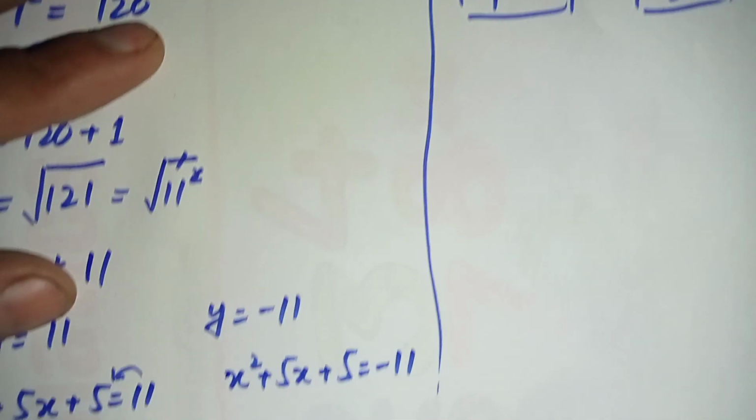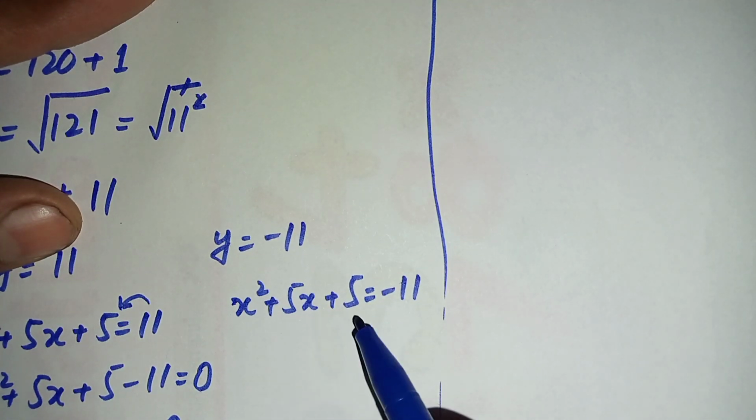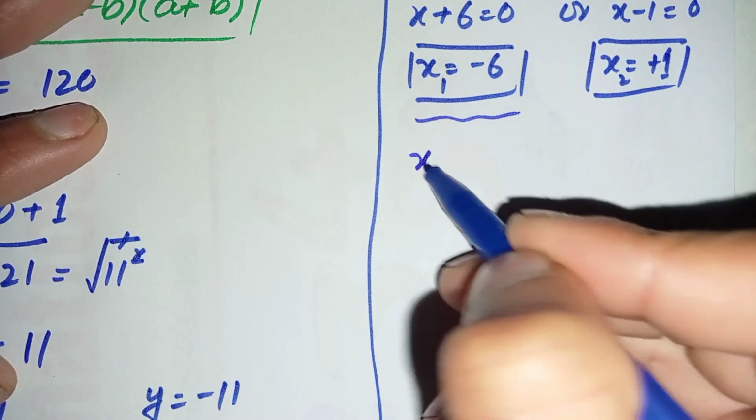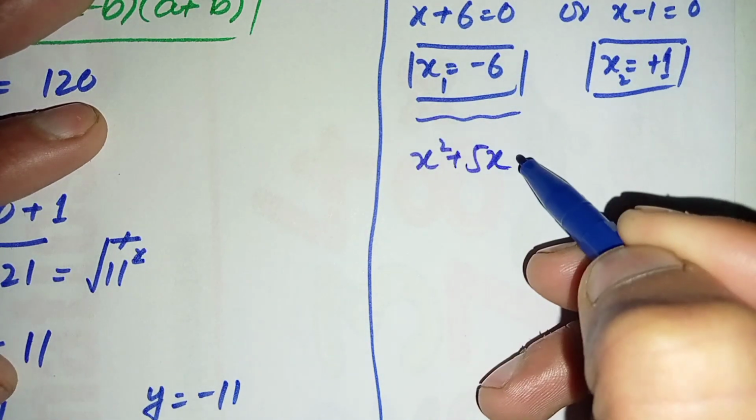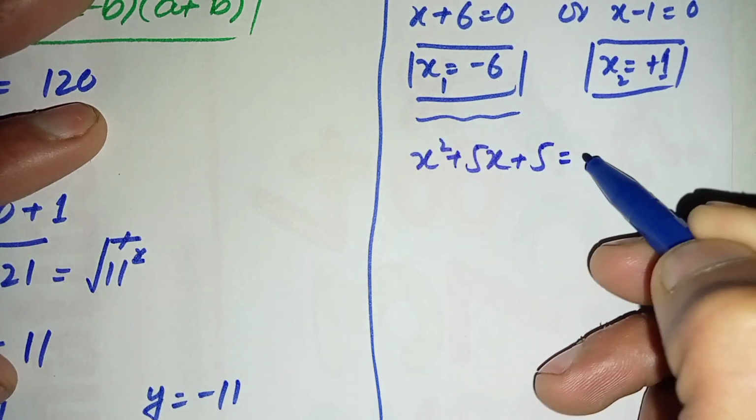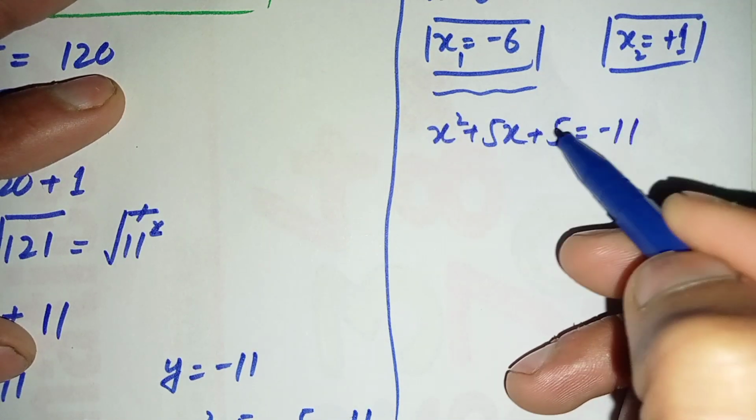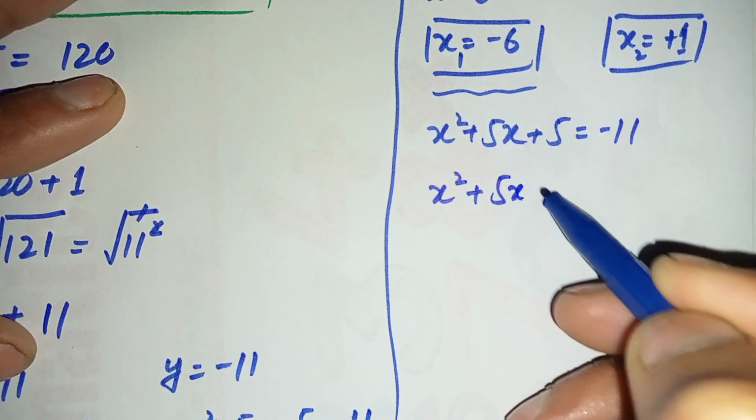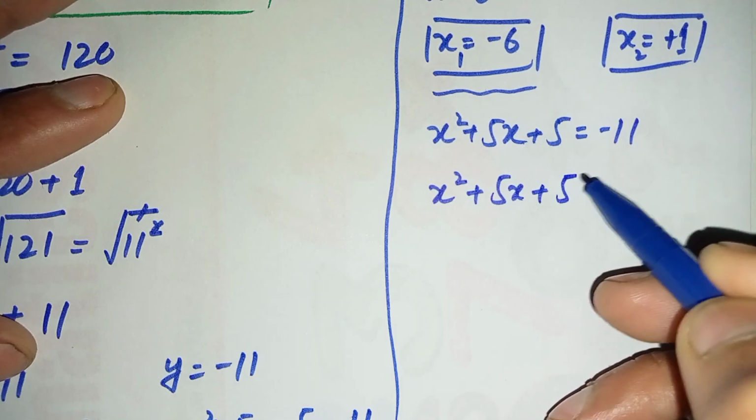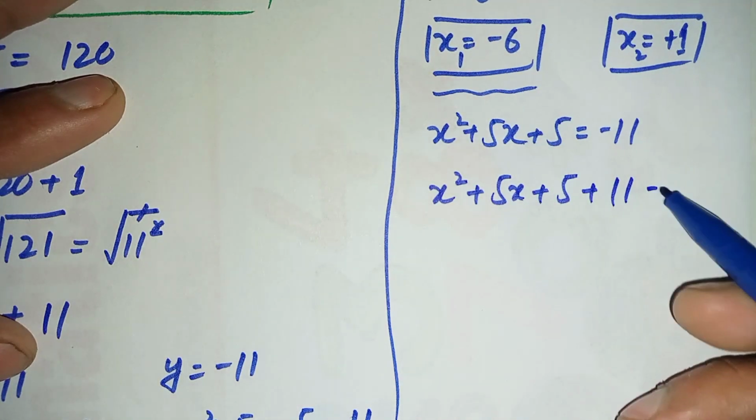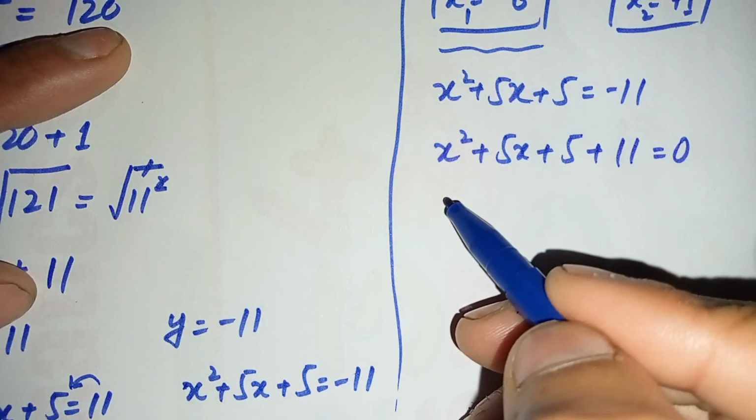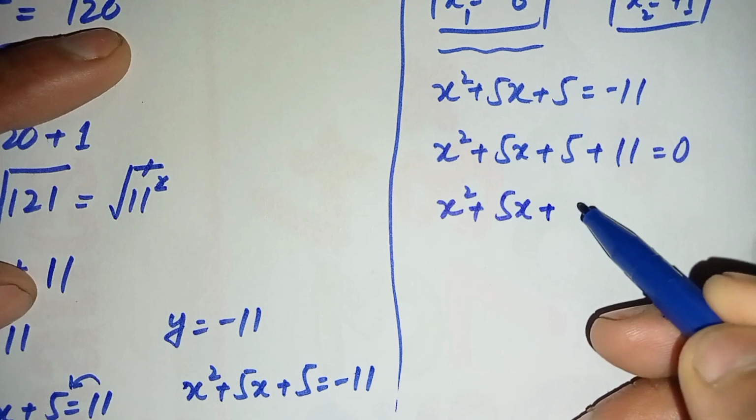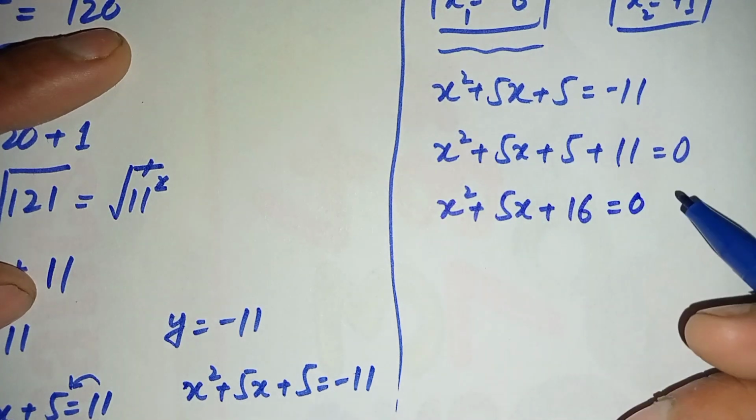Now we will try to solve the second equation, that is x square plus 5x plus 5 is equal to minus 11. So we will solve it here. So the equation is x square plus 5x plus 5 is equal to minus 11. So here we will shift this minus 11 to the left hand side. So it will become plus 11. So x square plus 5x plus 5 plus 11 is equal to 0. So further it will become x square plus 5x, and 5 plus 11 is 16, is equal to 0.